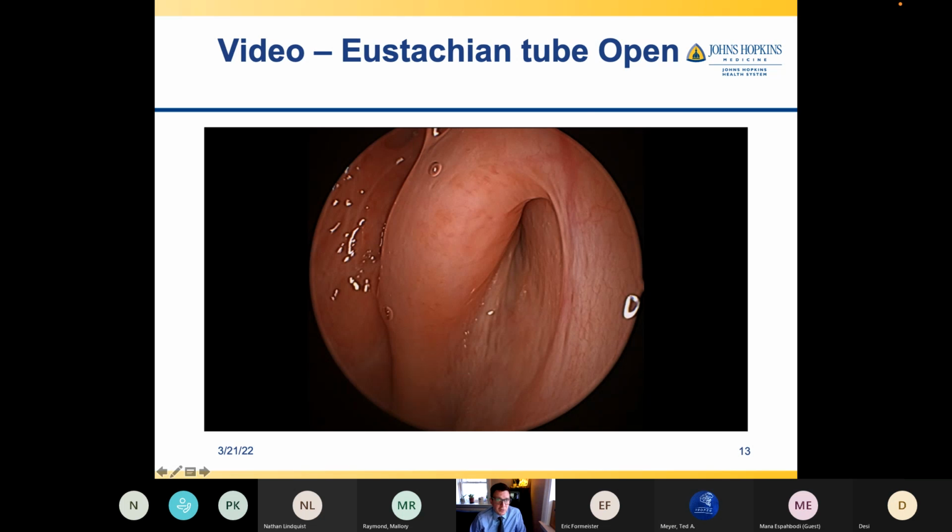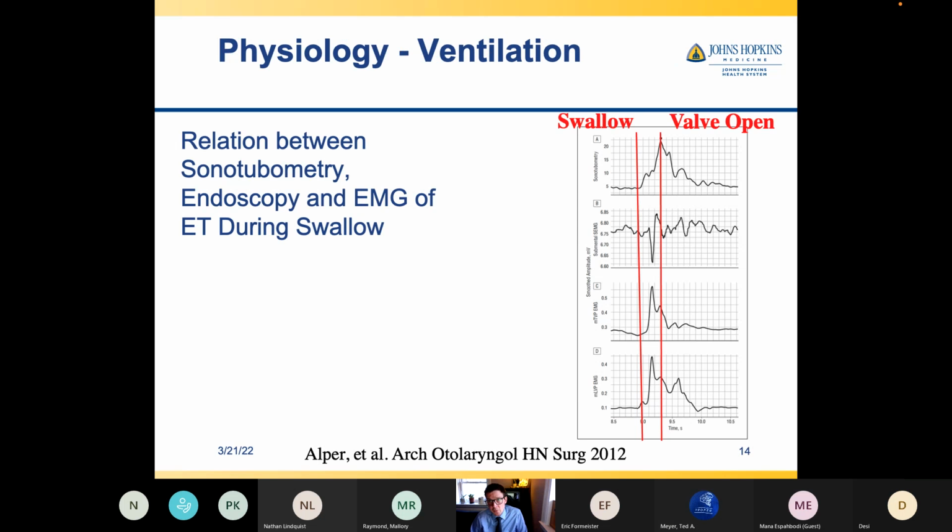So to emphasize the importance of the simultaneous action of these muscles, there was an interesting study that Kunyat Alper did, published in 2012, where they did needle EMGs of the tensor muscle and the levator muscle while they had an endoscope in the nose and sonotubometry being performed. That's basically a manometer in the ear canal, just like tympanometry, and you're playing a tone.